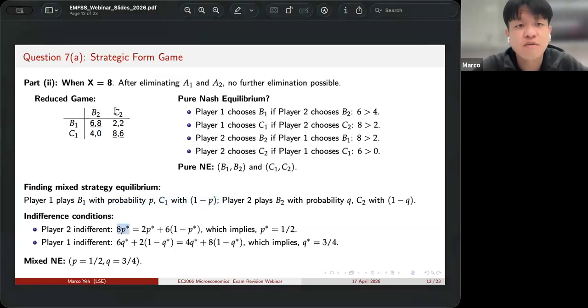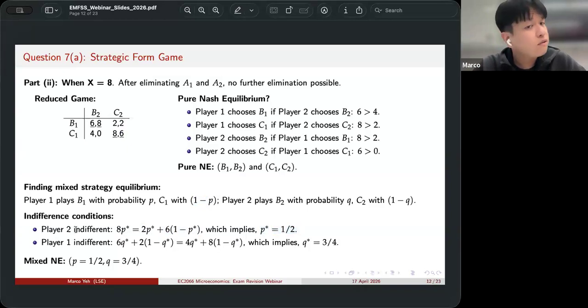What is the expected payoff for player 2 if they play C2? They will get 2 with probability P. There will be 6 with probability 1 minus P. So this will be the expected payoff. I need to make sure these two numbers are exactly the same, so player 2 is happy to play a mixed strategy. And the only way to make it indifferent is to make sure that player 1 is playing 1/2 for P.